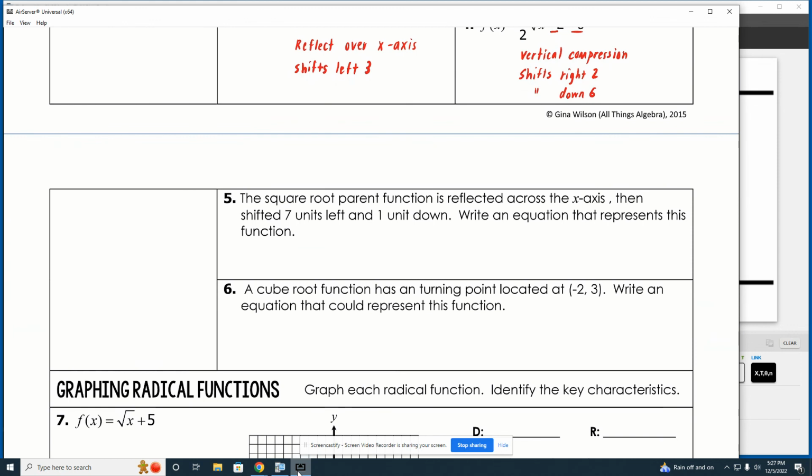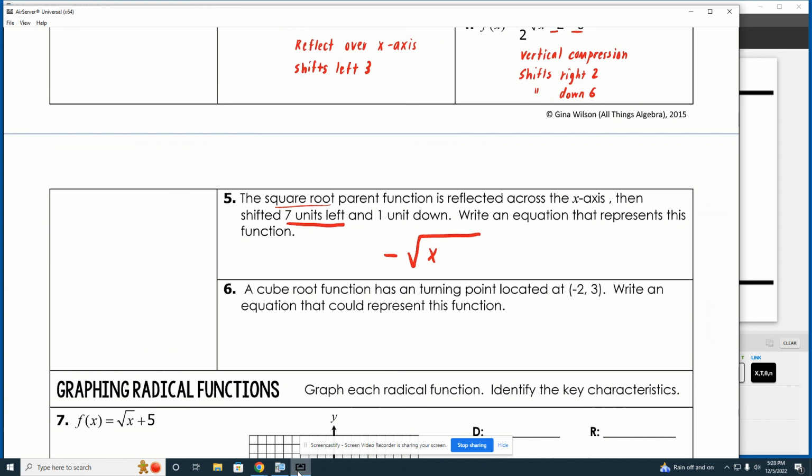This just wants me to actually do one myself. So watch how I do this. It says a square root parent function. Okay, square root. So I know it's a square root. I know I got an x in there. It says it's reflected across the x-axis. Remember, that's a negative on the outside. Then it shifted 7 units left. That is a horizontal shift, right?